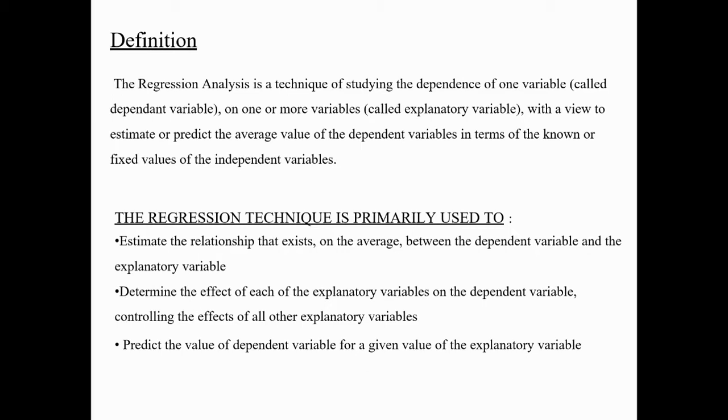So normally the regression technique is primarily used to, number one, estimate the relationship that exists on the average between the dependent variable and the explanatory variable. Then the second one is to determine the effect of each of the explanatory variables on the dependent variable, controlling the effects of all other explanatory variables. And then predict the value of the dependent variable for a given value of the explanatory variable.